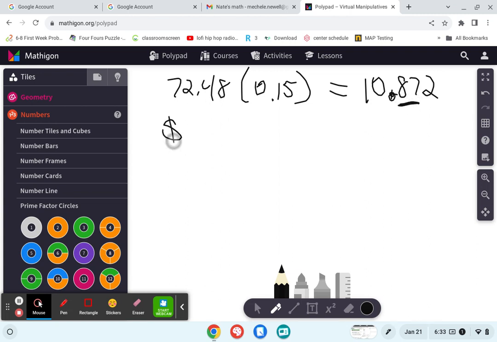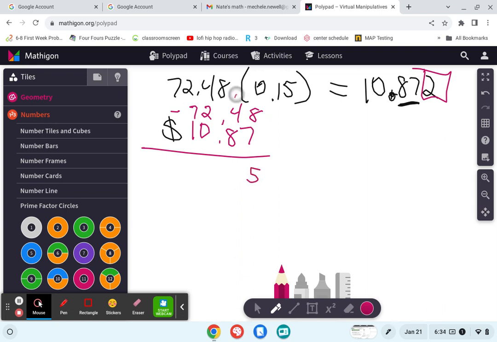So that is going to be a sales tax amount of $10.87. And we know why. If you don't know why, send me a message and say, Doc, I don't know why. All right, now what do I have to do in order to figure out what the total price is out the door, how much money I need to have with me? I need to add the original price plus the sales tax. And so that's going to be 5 plus 8 is 13. I remember that. Regroup. 3 and then 8. So the total amount out the door is $83.35.